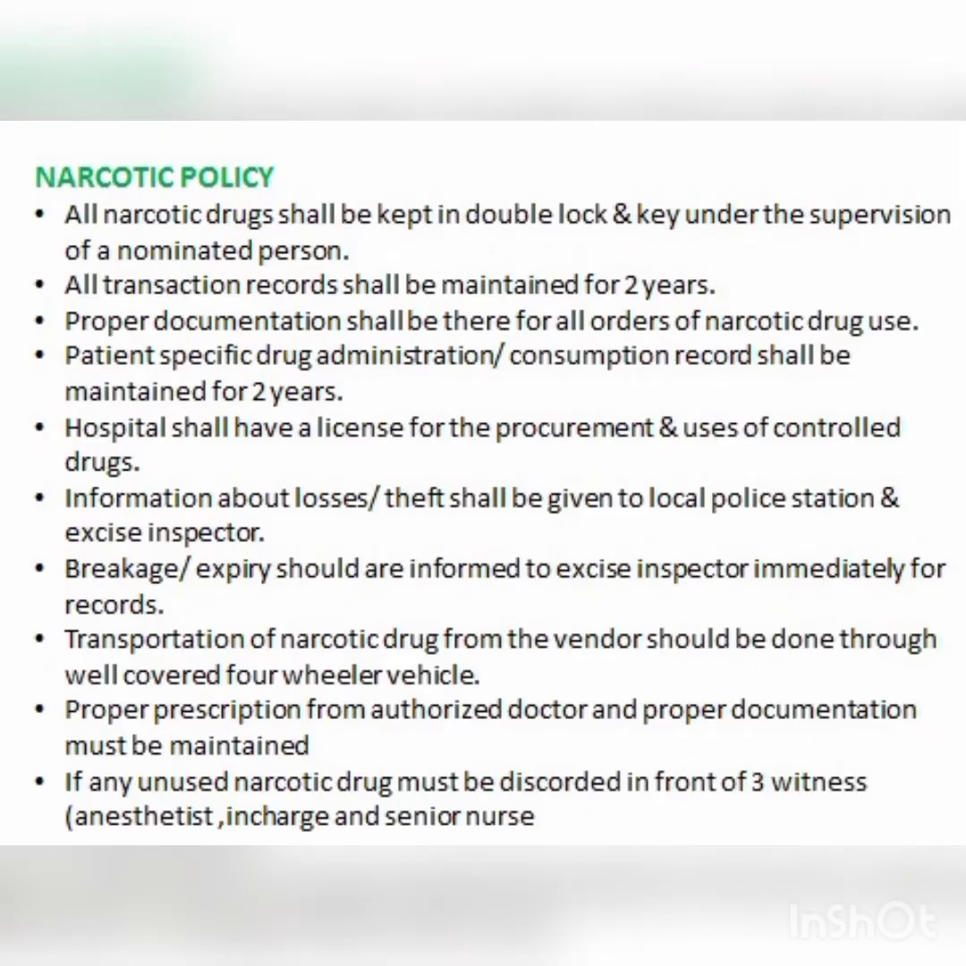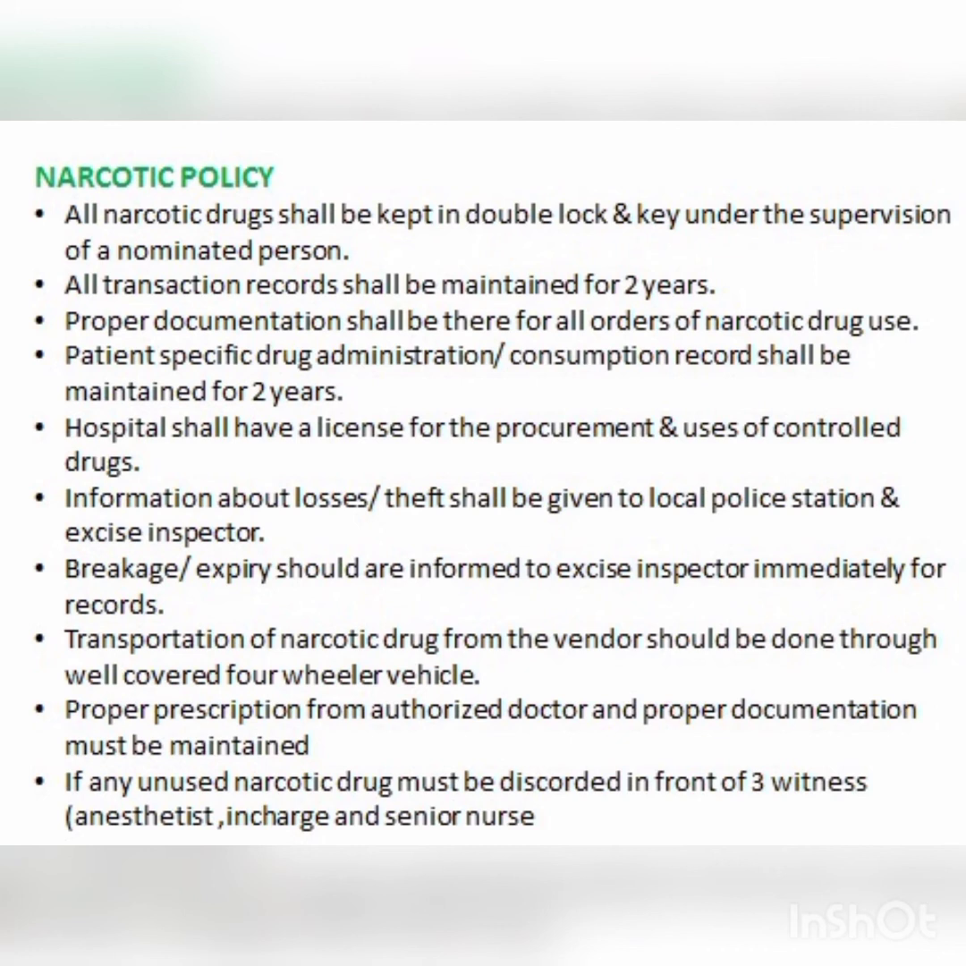Next is narcotic policy. All narcotic drugs shall be kept in a double lock and key under the supervision of a nominated person. All transaction records shall be maintained for 2 years. Proper documentation shall be there for an order of narcotic drug use. Patient-specific drug administration consumption record shall be maintained for 2 years.